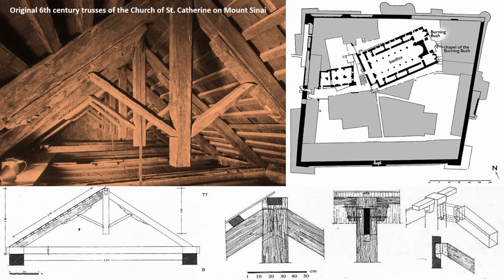Continued maintenance in the dry climate of Egypt ensured the preservation of the original 6th century trusses at St. Catherine's Monastery. These trusses follow a relatively simple triangular system with a king post, a vertical central member, and two diagonal members bracing the rafters. All connections were crafted using mortise and tenon joints.